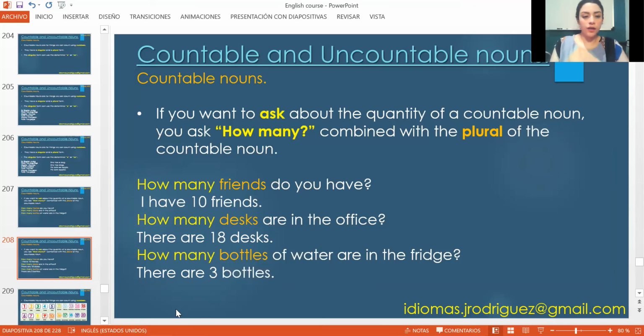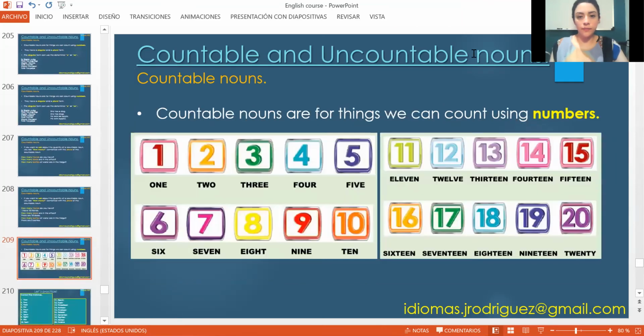Okay, now we're going to check some numbers from 1 to 20. Check out the pronunciation. I'm going to put a recording and try to repeat after each. Voy a ponerles un audio y traten de irlo repitiendo, ¿ok? Después del audio. Let me share this sound. Okay, pay attention, please. 1 to 20.